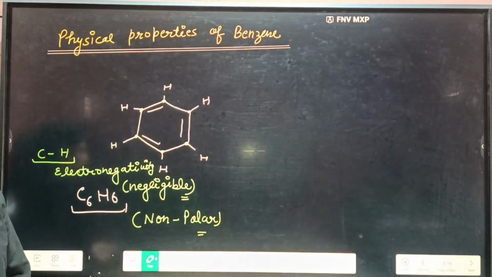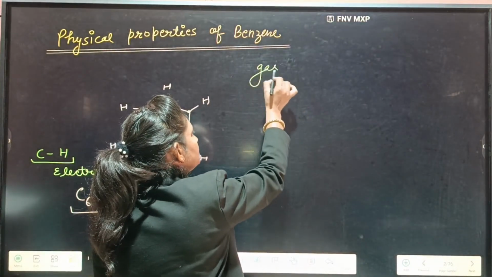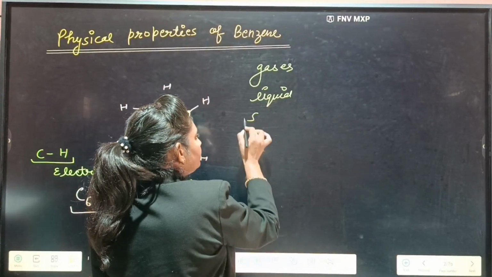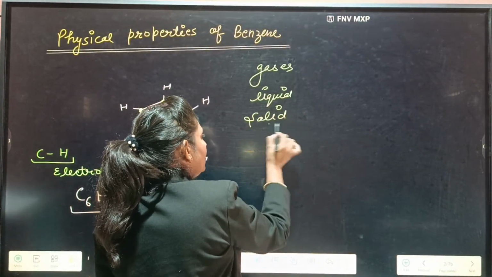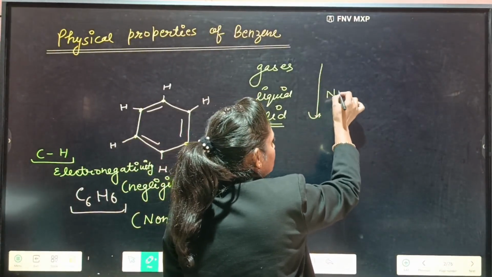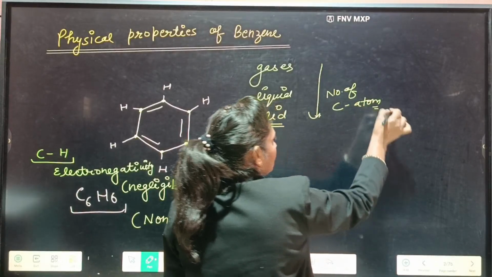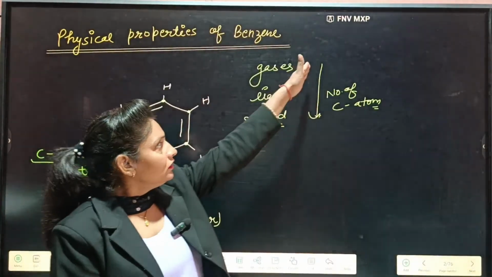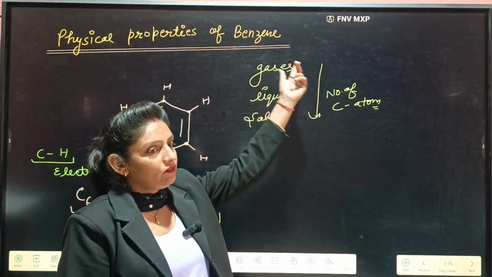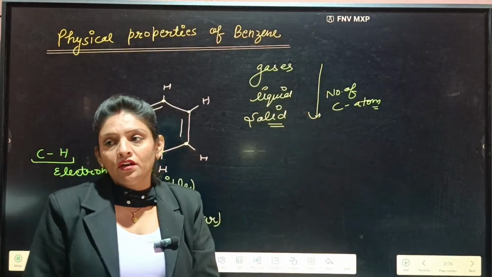Clear or not? Students, these aromatic hydrocarbons may exist in gaseous, liquid or solid form. If the number of carbon atoms increases, then their state will vary. If there are fewer carbon atoms, they will be in the gaseous state. If carbon atoms increase, they convert to liquid and then solid.